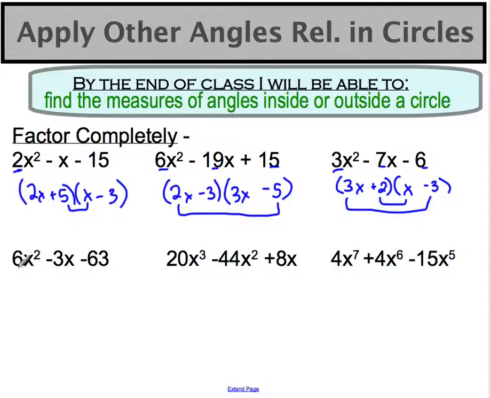The next problems are a little bit different because when we look at these 3 coefficients, they're all divisible by something. So my first step is actually to factor out a 3. So I'll say 3 times 2x squared minus x minus 21.